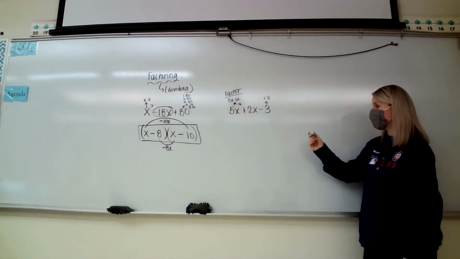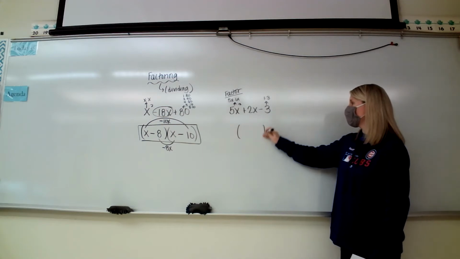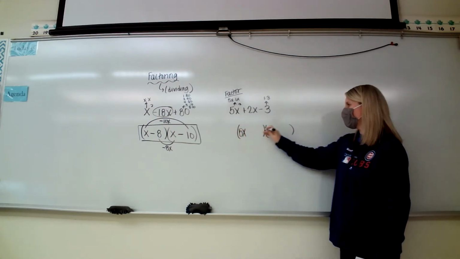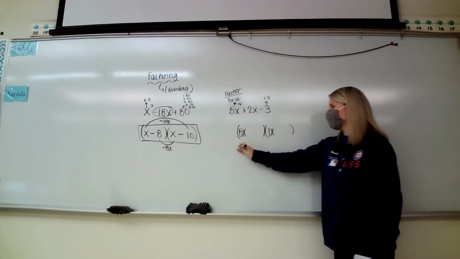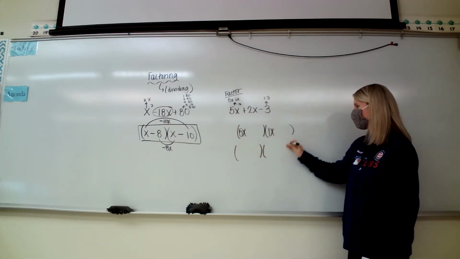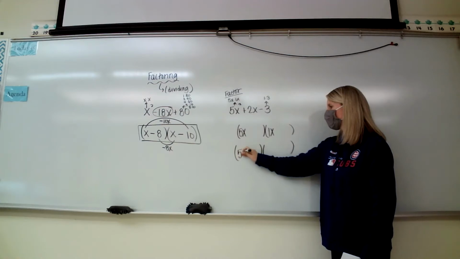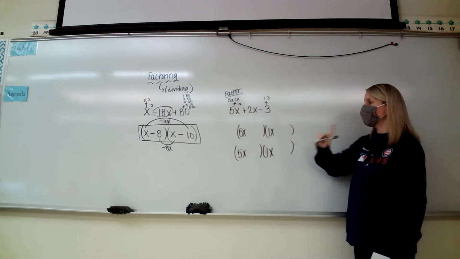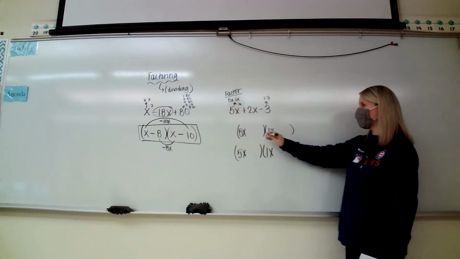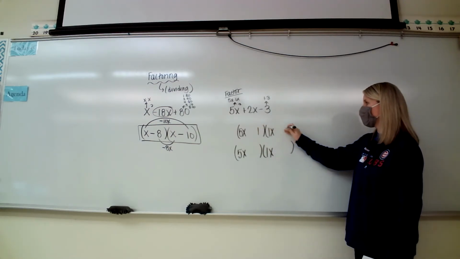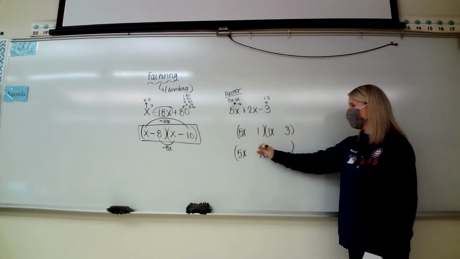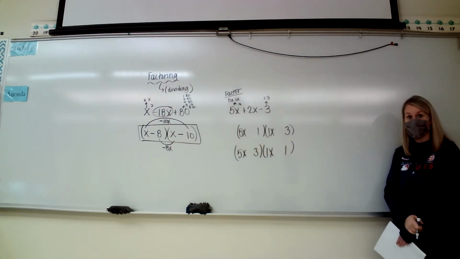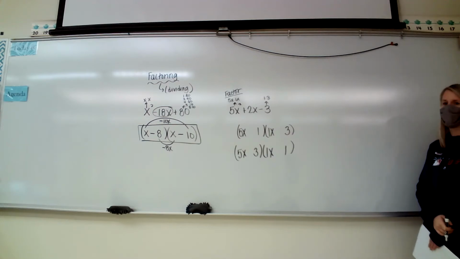So what can happen now that we have that coefficient, that 5x, I split them up, 5x, 1x. I'm just going to write it twice just to show you something. Since we have 1 and 3, we can actually have two options for answers. I could put the 1 here and the 3 here, or I could put the 3 here and the 1 here. So those are not the same answer, right? So we need to figure out which one's going to work.